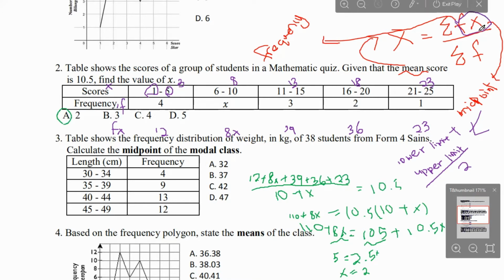Okay, you have to memorize this equation. Mean equals summation of fx divided by summation of f. And this x is the midpoint for grouped data. Okay, how to calculate midpoint? We have to use this formula. Lower limit plus upper limit divided by 2.